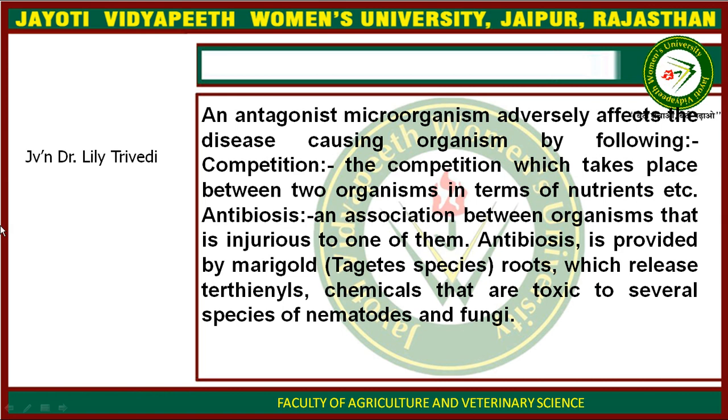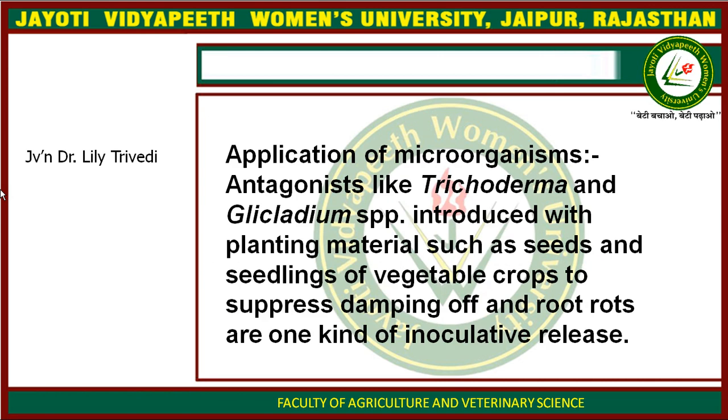Antibiosis. An association between organisms that is injurious to one of them. Antibiosis is provided by marigold, Tagetes species, whose roots release terpenoids, chemicals that are toxic to several species of nematodes and fungi. Application of microorganisms. Antagonists like Trichoderma and Gliocladium species introduced with planting materials such as seeds and seedlings of vegetable crops to suppress damping off and root rots are one kind of inoculative release.